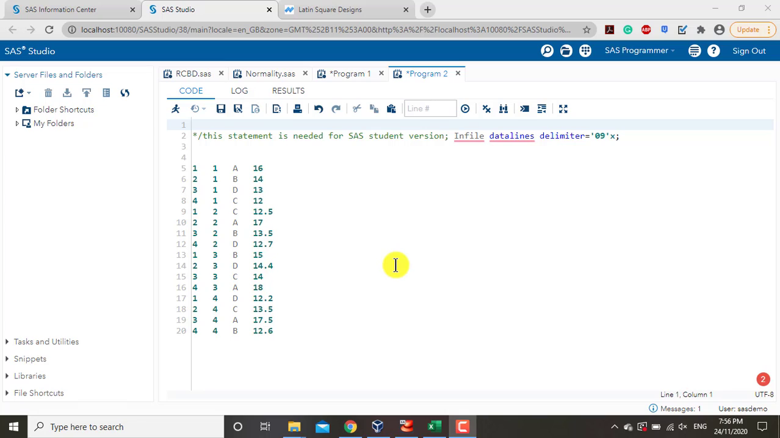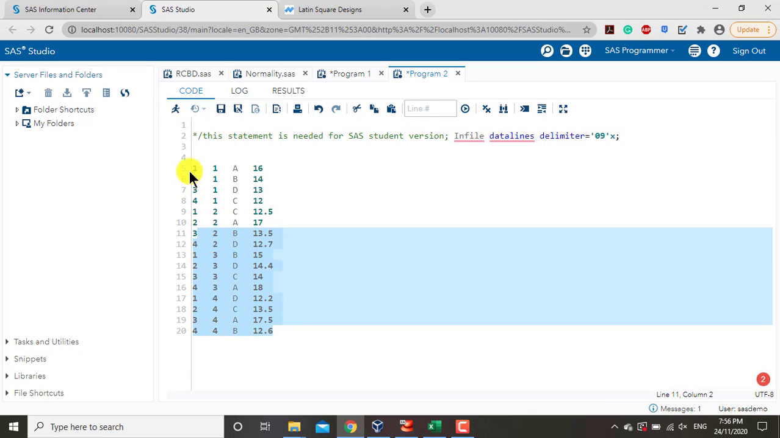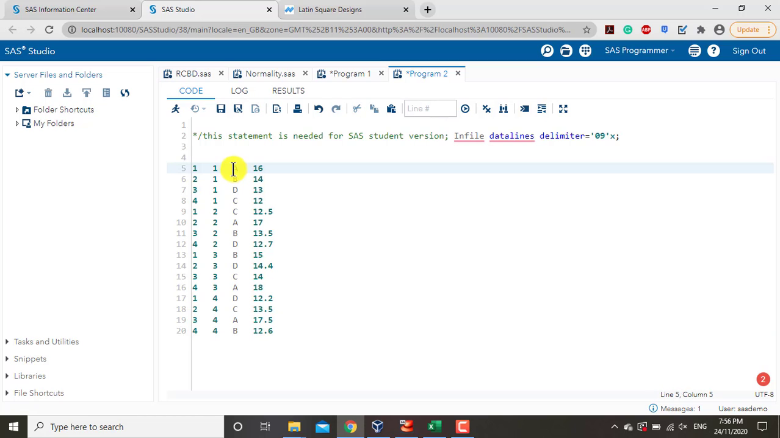So this is our SAS screen, guys. I have used SAS University Edition, and this is my raw data. Basically there are 4 cows, 1 2 3 4, 1 2 3 4, 1 2 3 4, 1 2 3 4, and 4 weeks: week 1, week 2, week 3, and week 4. And then there are 4 treatments: A, B, D, C, C, A, B, D, D, B, D, C, A, D, C, A, B, and that is the output.